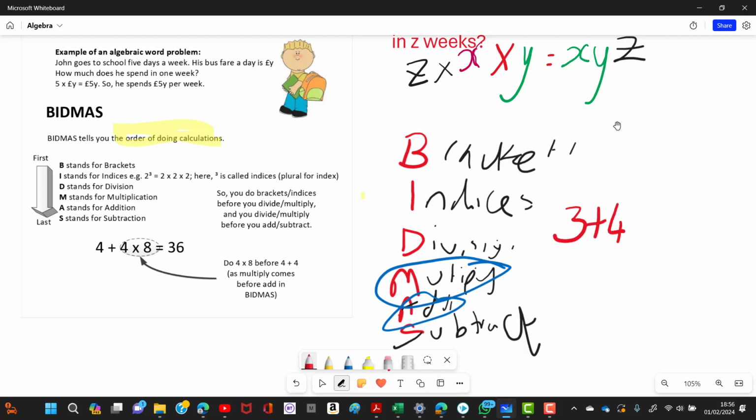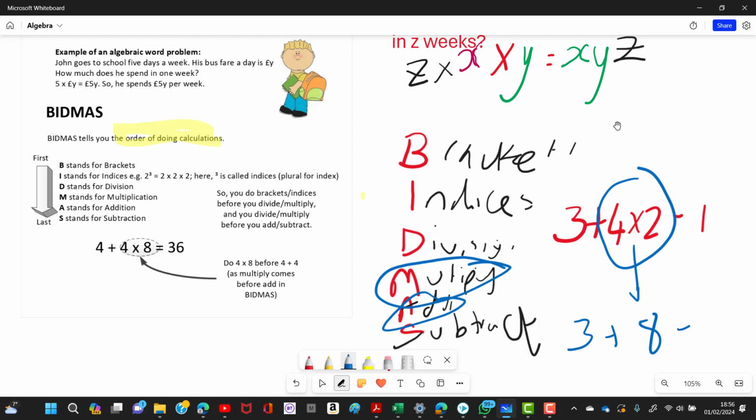3 add 4 times 2 minus 1. So again, we do this bit first, 4 times 2, because times comes before addition and subtraction, which is 8. So 3 add 8 minus 1. So 3 add 8 is 11, 11 minus 1 is 10. That's the answer there. So that's how you do BIDMAS.